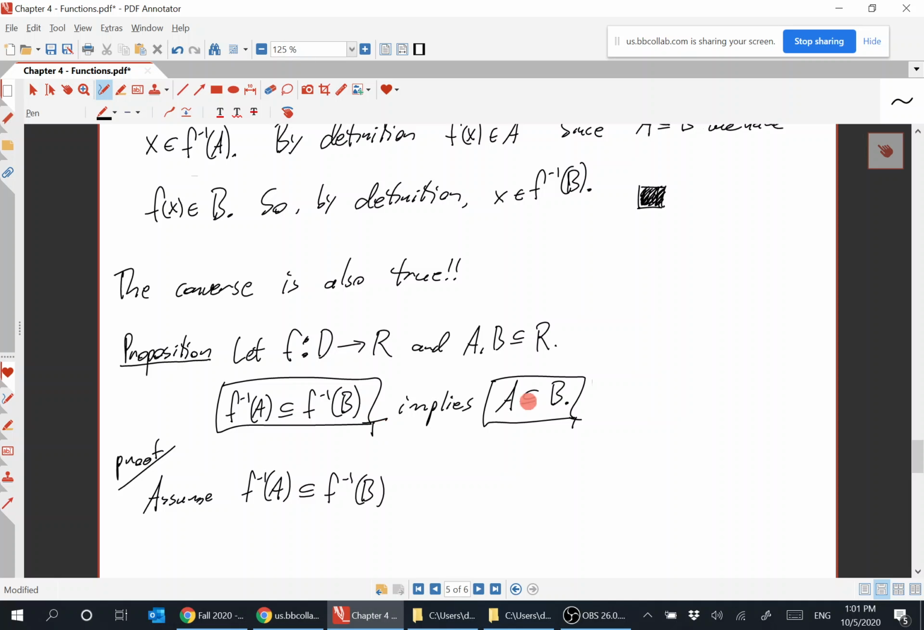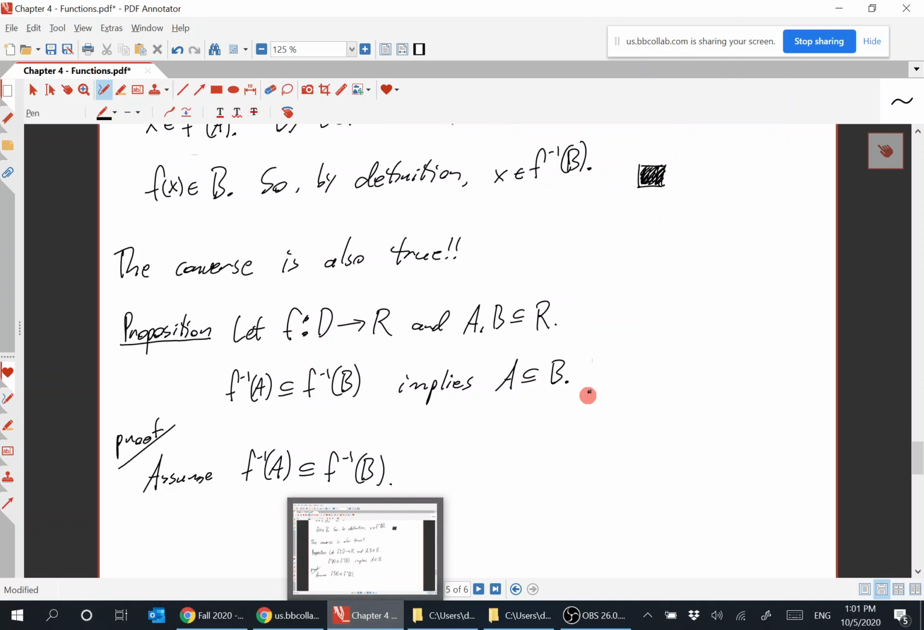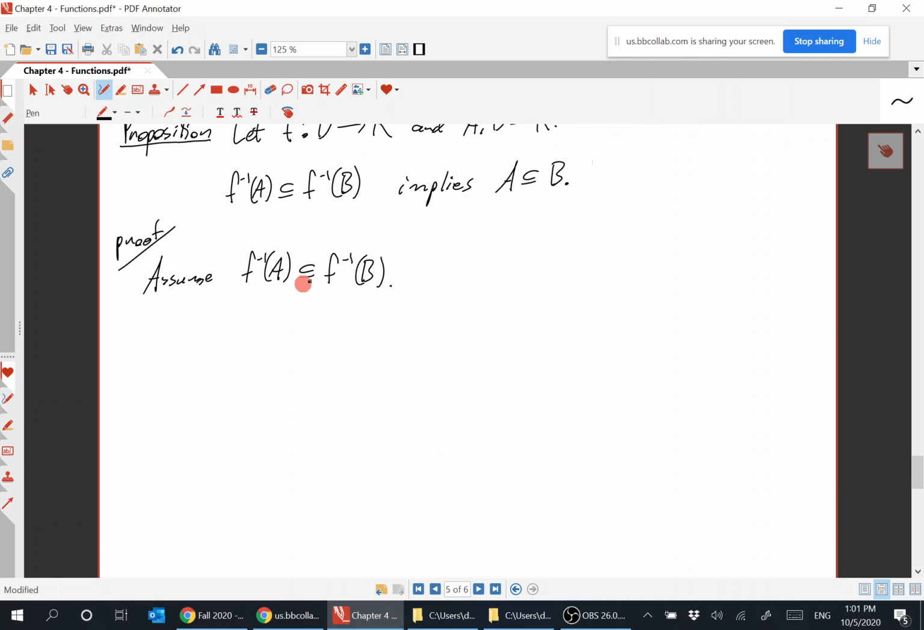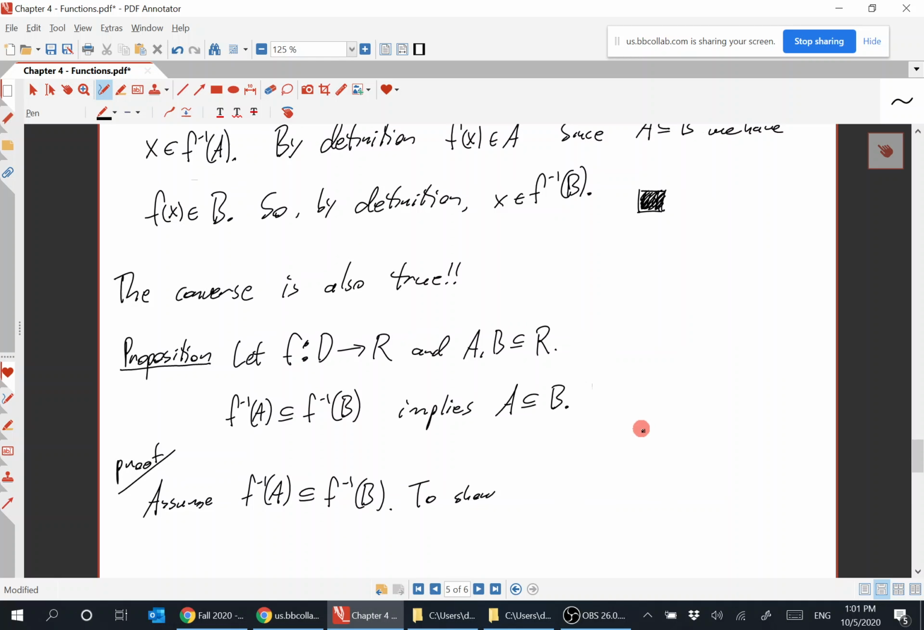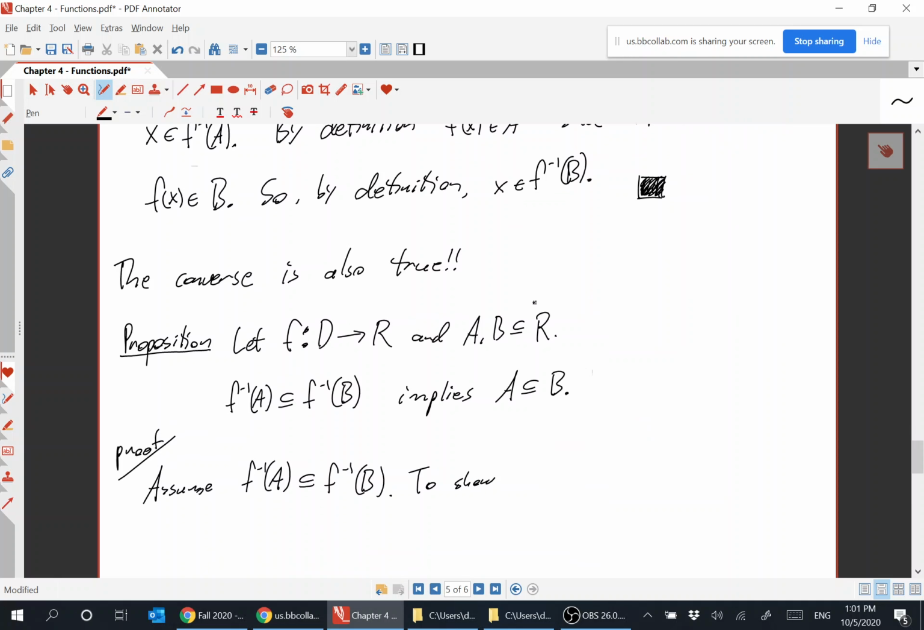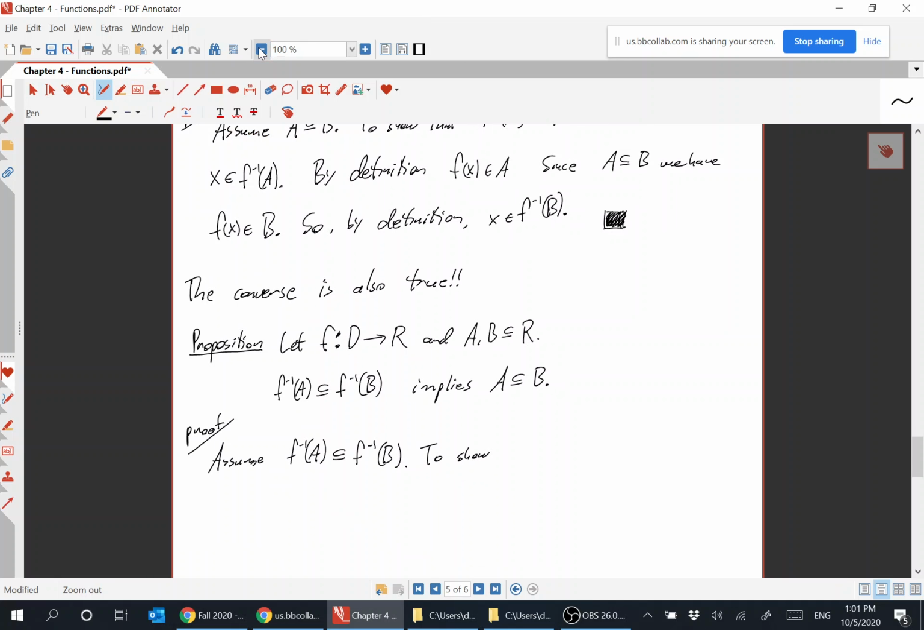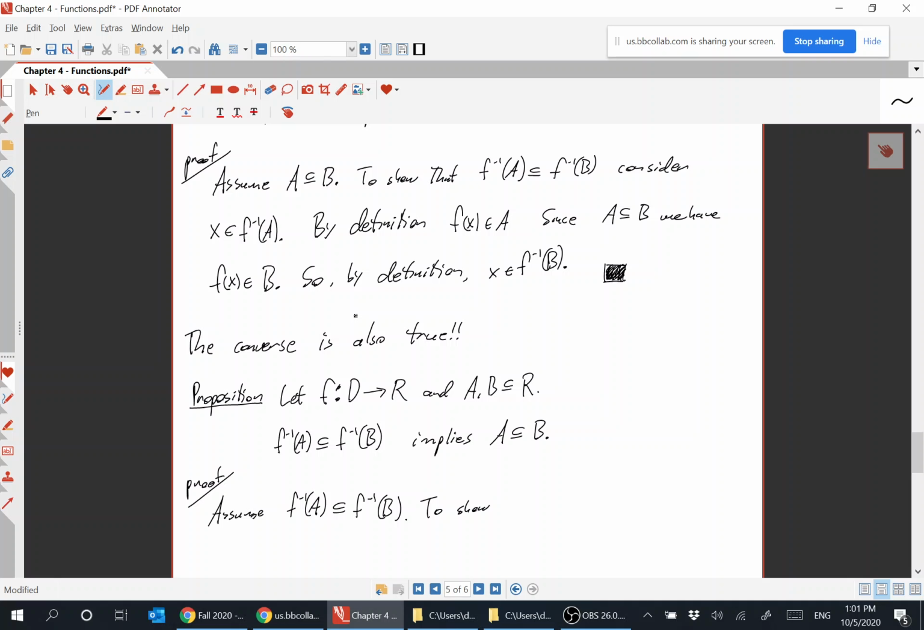Assume the hypothesis is true. Show that the conclusion is true as well. So assume the preimage of A is a subset of the preimage of B. Just like the previous one, it's the same general blueprint. To show that A is a subset of B, consider what?